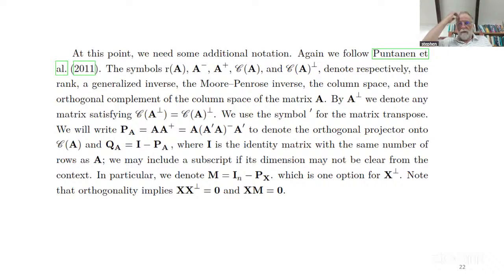Notation. Well, we're looking at ranks, and we're looking at generalized inverses. We're looking at Moore-Penrose inverses. We're looking at column spaces. And we're looking at the space that's perpendicular to the column space of a matrix A. We've got transposes. I won't be using QA very much. I will be using M, because the point is that X times X perp is equal to 0, and we can substitute X perp. M is, in some sense, equivalent. So X times M is 0. They're orthogonal subspaces.